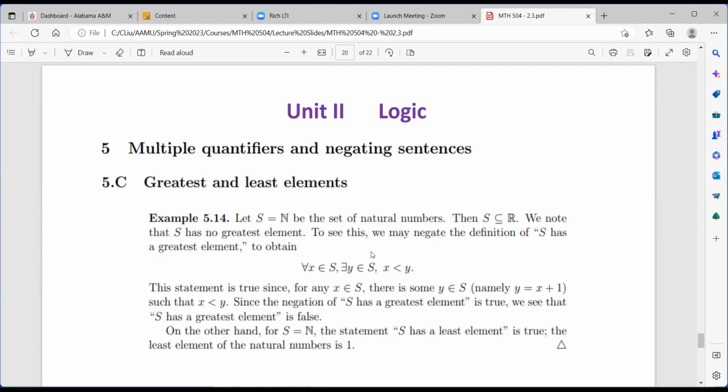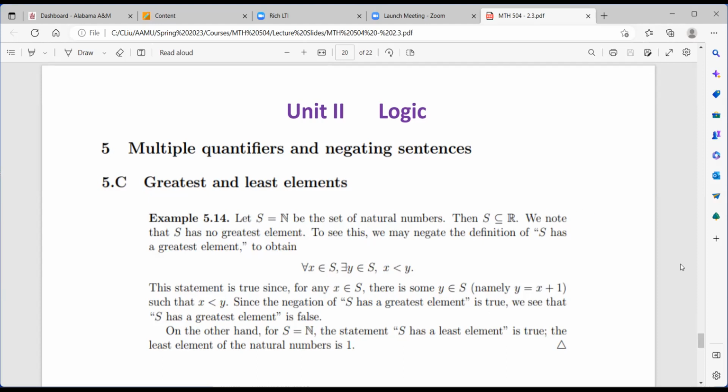So that way is to negate the definition of S has a greatest element. Okay, so we just talk about the definition of S has a greatest element. If we negate it, then it will be easier to understand also.